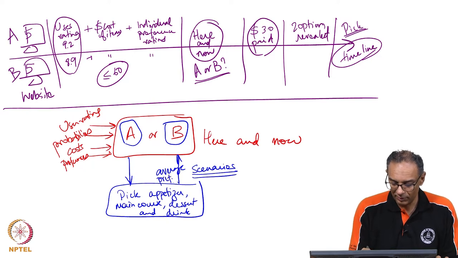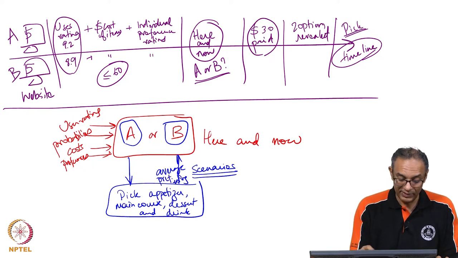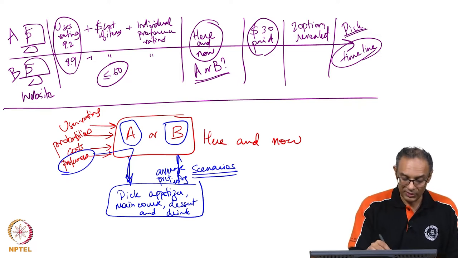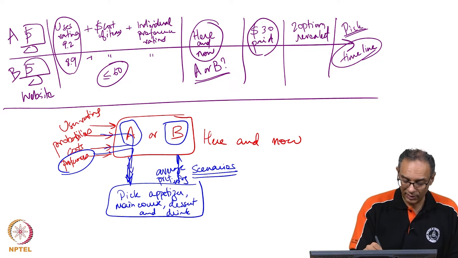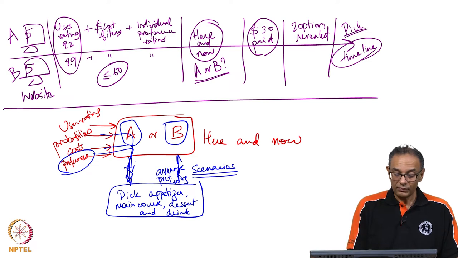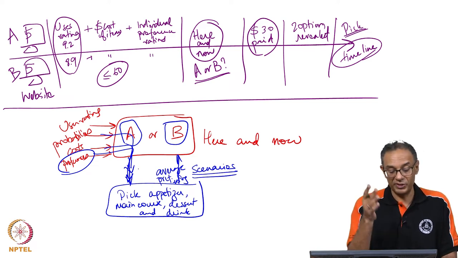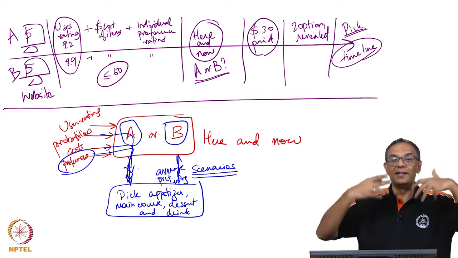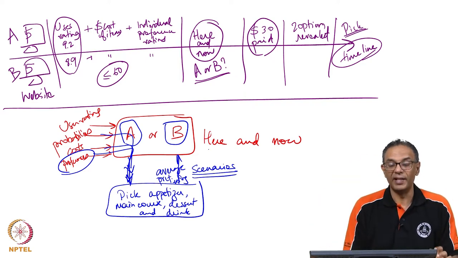preference rating. So, it uses all the preferences, pushes them out here, and it also uses the probabilities and the cost, and pushes all that information down to this level. It does not push the user rating, because it does not care about the user rating, because you have already made that here and now decision of selecting A or B.